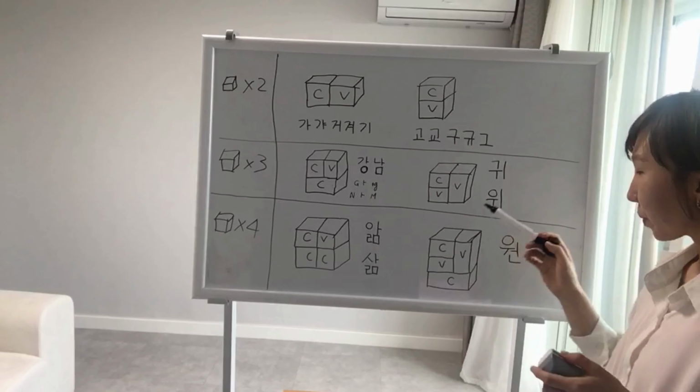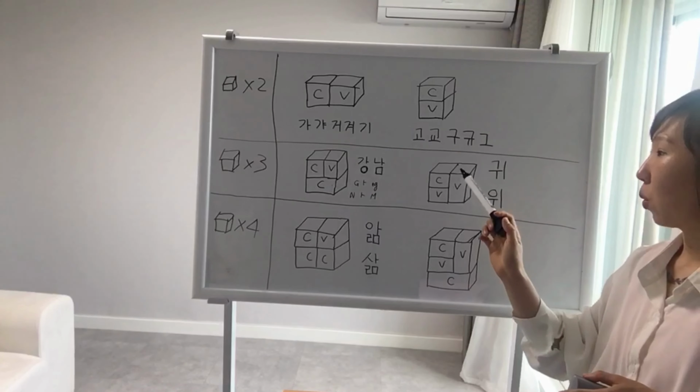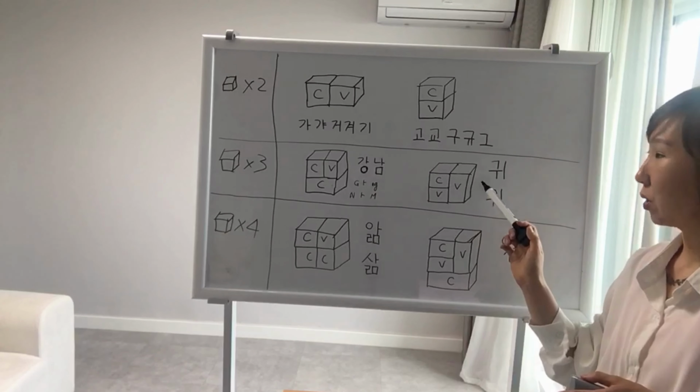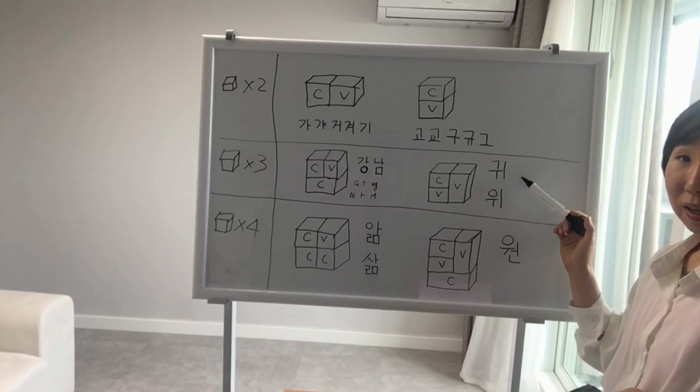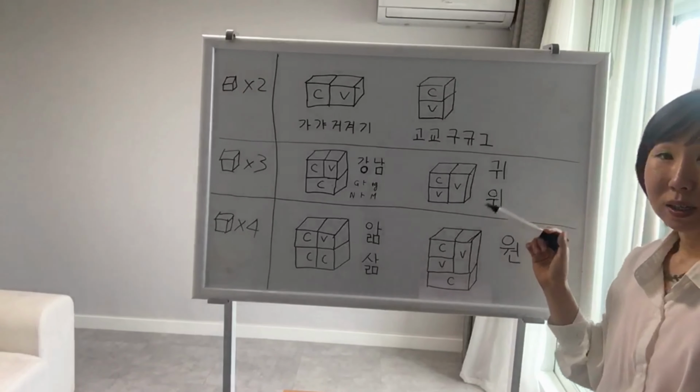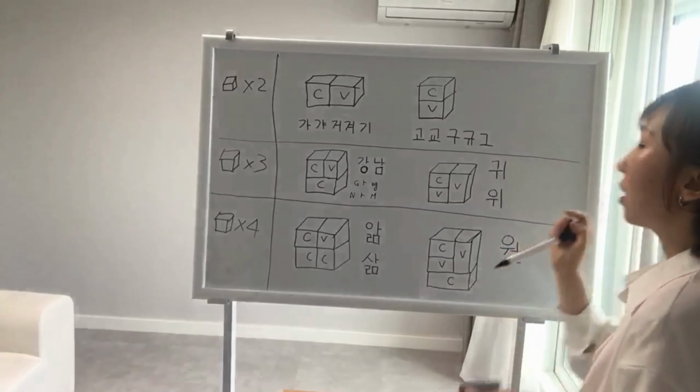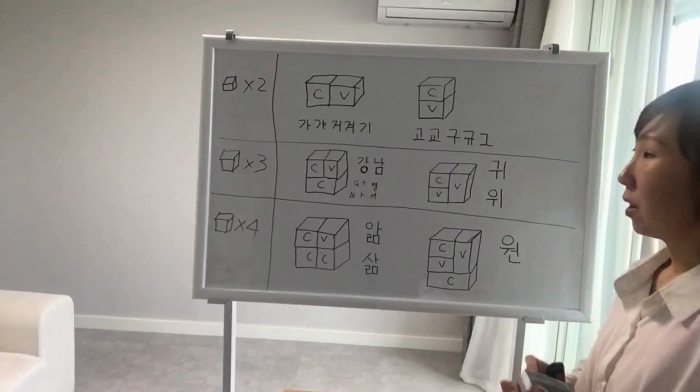And then let's go over to another situation where there are three parts of the consonant and vowel mix, but this time it's one consonant and two vowels. So I have two examples, 귀 and 위. 귀 is the ear, and 위 is the stomach.